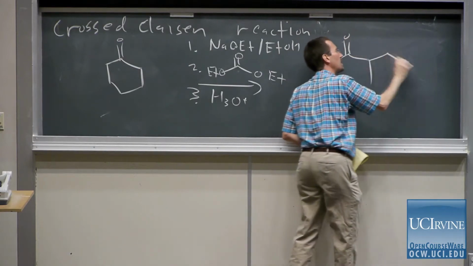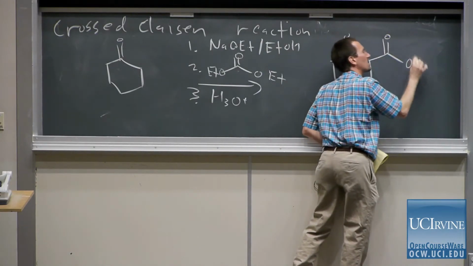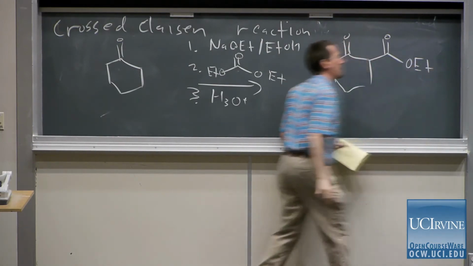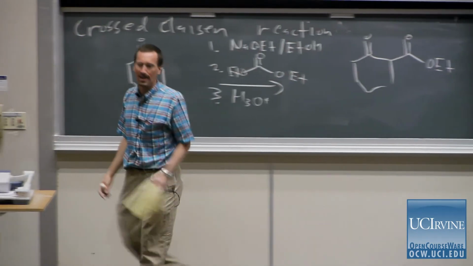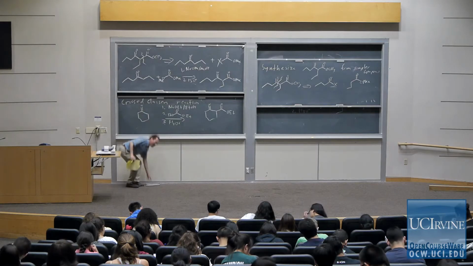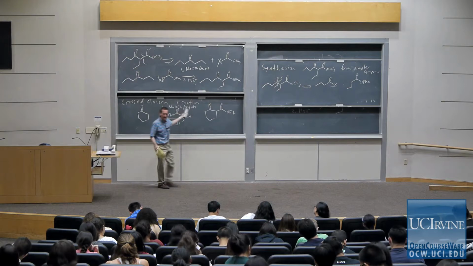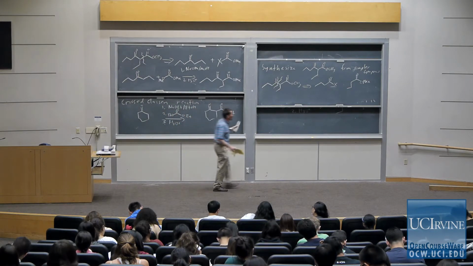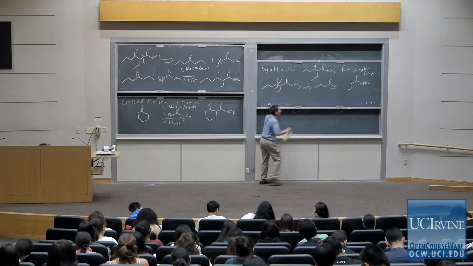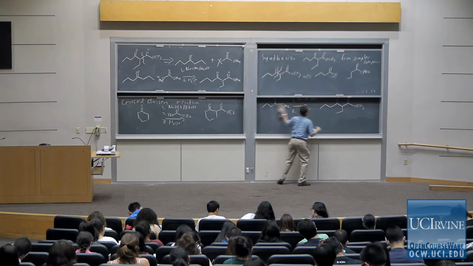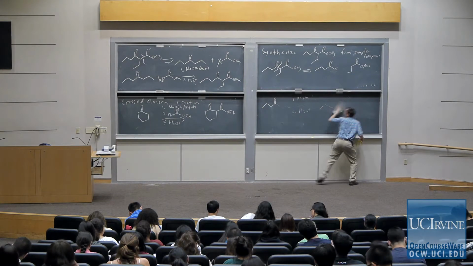Generates our enolate. Enolate attacks the diethyl carbonate. That generates the 1,3-dicarbonyl and ethoxide. Ethoxide pulls off the proton. We generate a stable enolate. After aqueous workup, you protonate the enolate, and the reaction gives you your product.